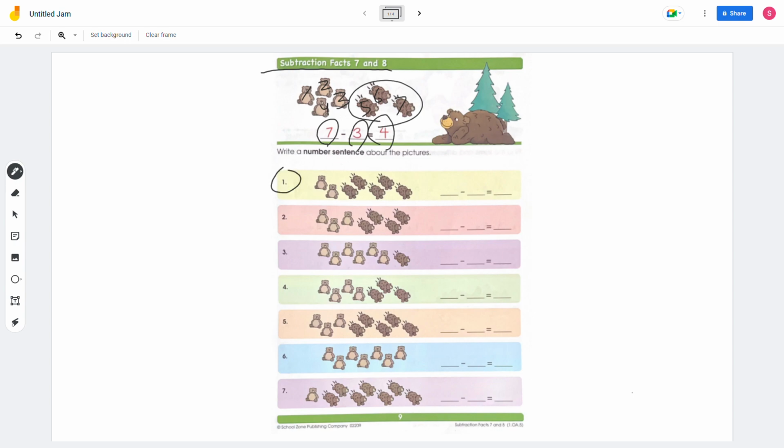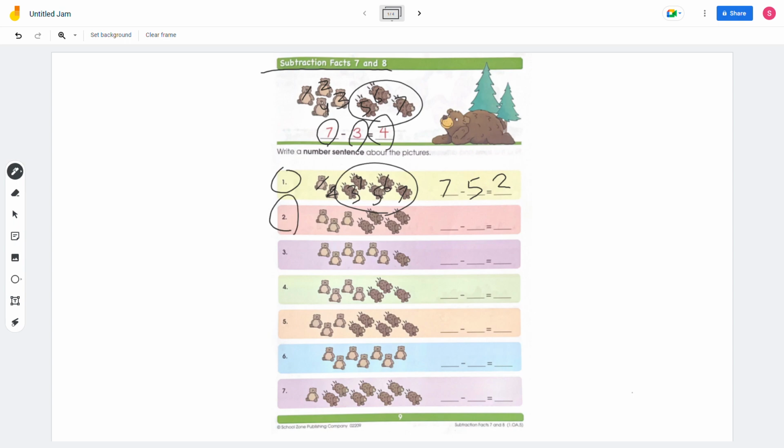Same thing in number 1. So there are a total of 1, 2, 3, 4, 5, 6, 7. So write 7 over here. And then 1, 2, 3, 4, 5. 5 of them left. So write 5 over here. And 7 minus 5 will be 2. So the answer is 2.